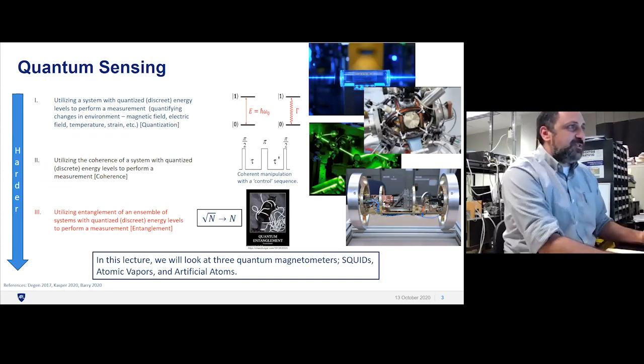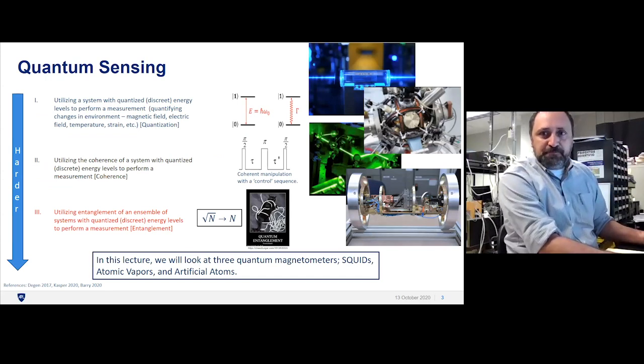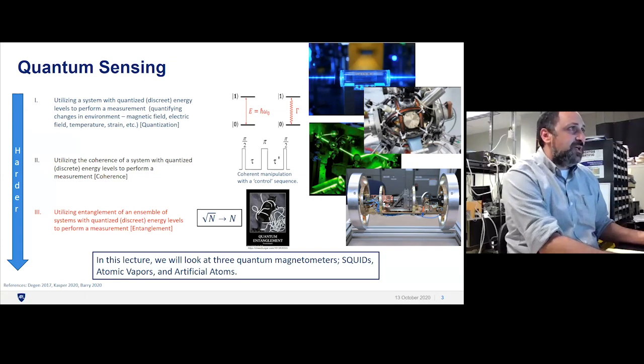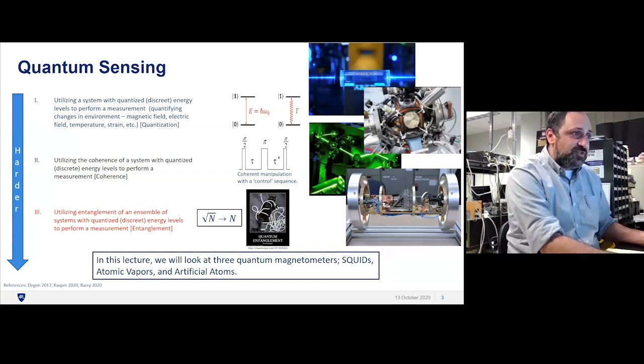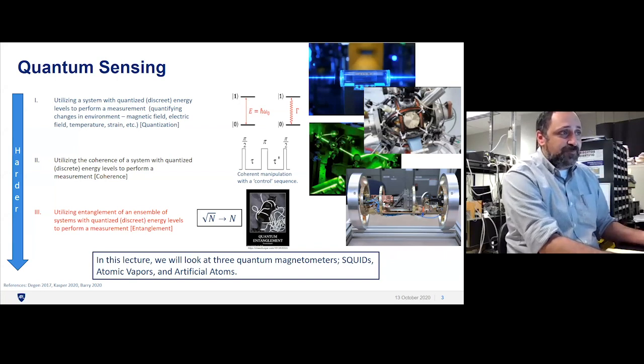So this is a slide I'll keep bringing up throughout the lectures. What do we mean by quantum sensing? At the most basic level, we're looking at energy states that are quantized, and we utilize that quantization to perform the measurement. More deeply, we use the coherence of these quantum mechanical states to perform the measurement. And then something that's still a stretch goal is utilizing entanglement, which we're saving to the last lecture to discuss, to improve the measurement.